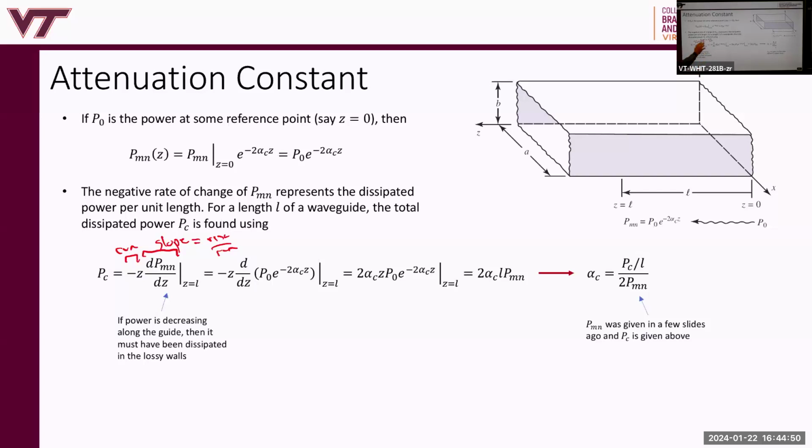So now what we have to do is differentiate our expression for Pmn with respect to z. We get 2 alpha c P naught e to the minus 2 alpha c z, and we evaluate that at z equal to L. We get 2 alpha c L Pmn. Now we can solve for alpha c. Yes?